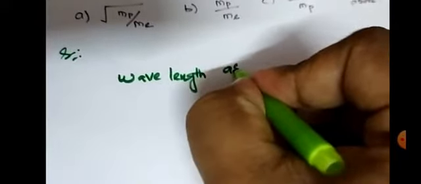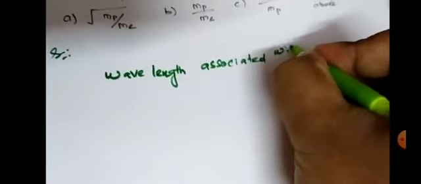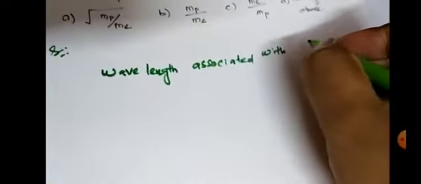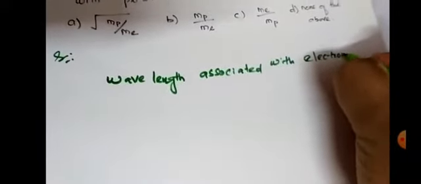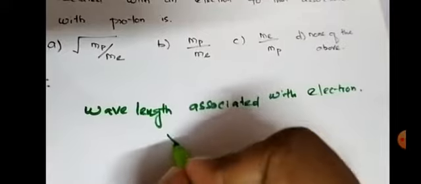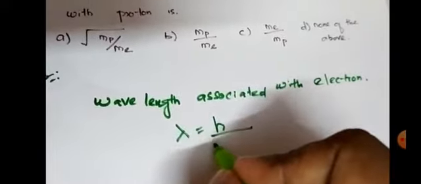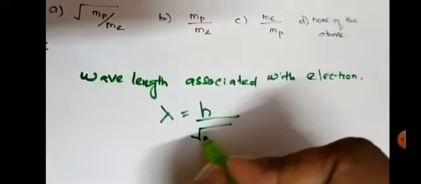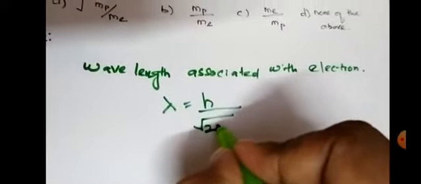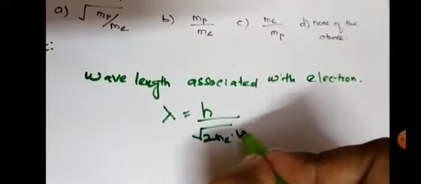Wavelength associated with electron, as we very well know, is lambda is equal to h by square root of 2 m E, where m is the mass of an electron, that is me, and E is the energy.